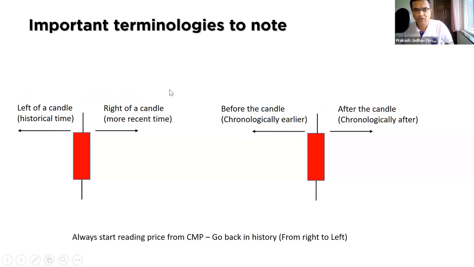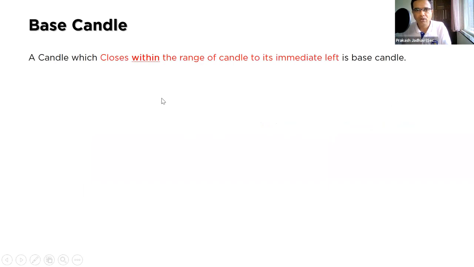Remember this terminology because we'll be using it very often. Always start reading the price from the current market price, that is the latest, most recent candle available on the price chart, and then go back in history. From right to left we start. So we start with the right and then go back to the left. Now let's see what a base candle is. What do we mean by a base candle? A candle which closes within the range of the candle to its immediate left is a base candle.